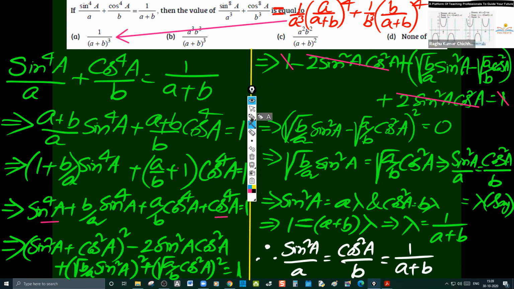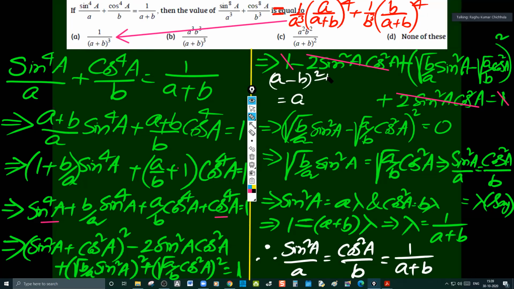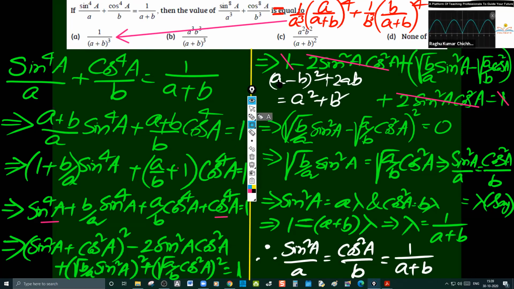So you must be aware of this. According to the context, you must write it. So (a − b)² + 2ab is equal to a² + b². This is what you have to understand.